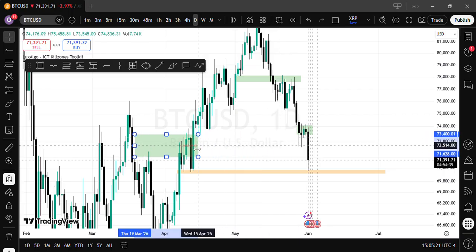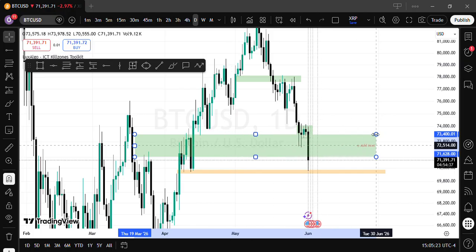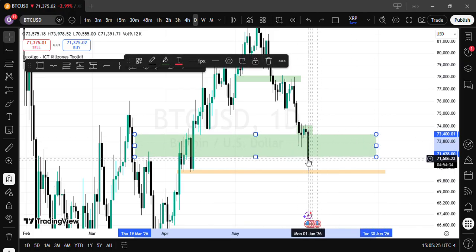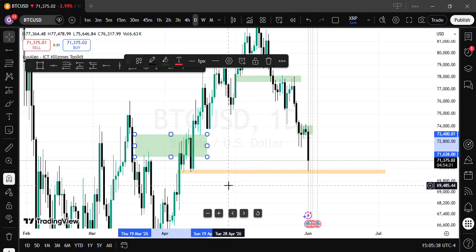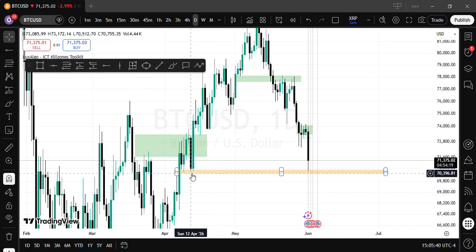I might delete this soon, maybe by tomorrow, because this is going to be invalidated. Look at it. This price might close below it and it will invalidate it. So probably by tomorrow I might delete it. But let me just bring it closer. Not really interested in it. So this is where I'm interested in, this orange fair value gap right here.